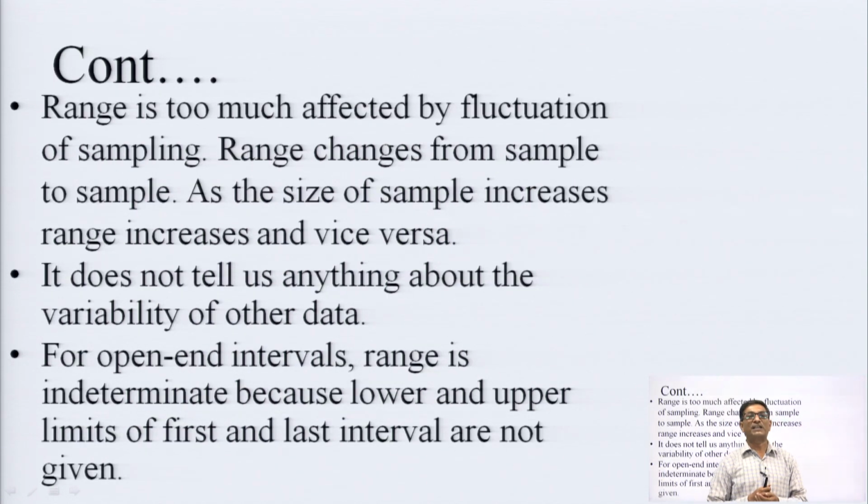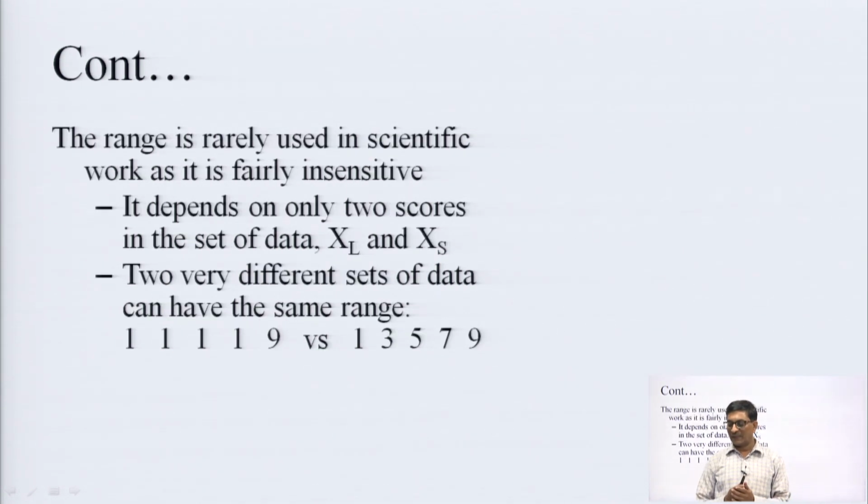Range is too much affected by fluctuation of sampling. So, range changes from sample to sample. As the sample size increases, range increases and vice versa. It does not tell us anything about the variability of the other data, and for open-ended intervals range is indeterminate, because the lower and upper limits of the first and last intervals are not given. So, these are some demerits of the range.